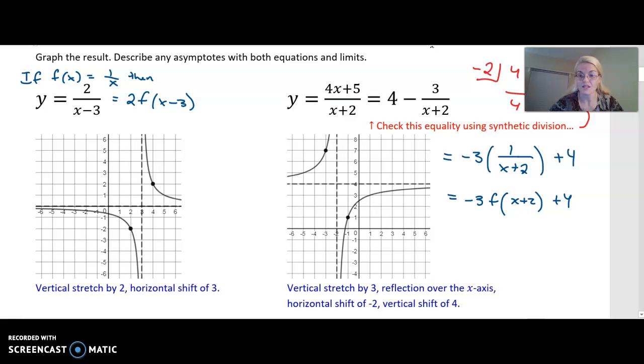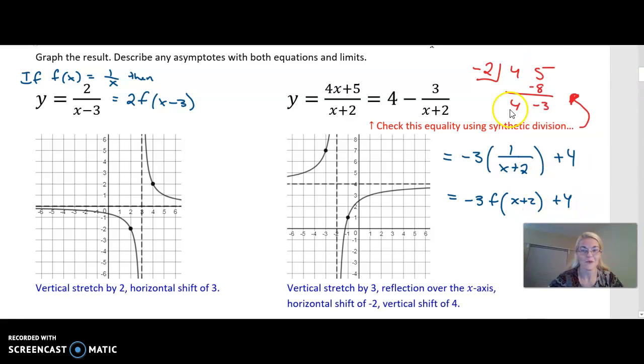Also, look at this example here as I move my face out of the way. y equals (4x plus 5) divided by (x plus 2). Again, you could technically use synthetic division on this and say, well, x minus a negative 2, so negative 2 is my synthetic piece that I'm dividing by 4, 5. So bring down the 4, that's going to be negative 8. This is your remainder. So 4 minus 3 over x plus 2.